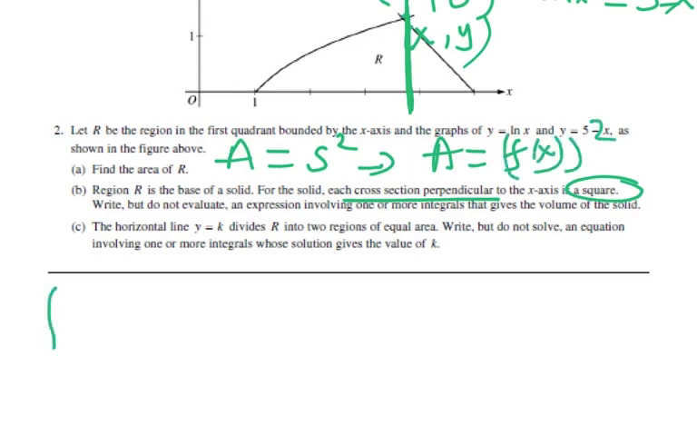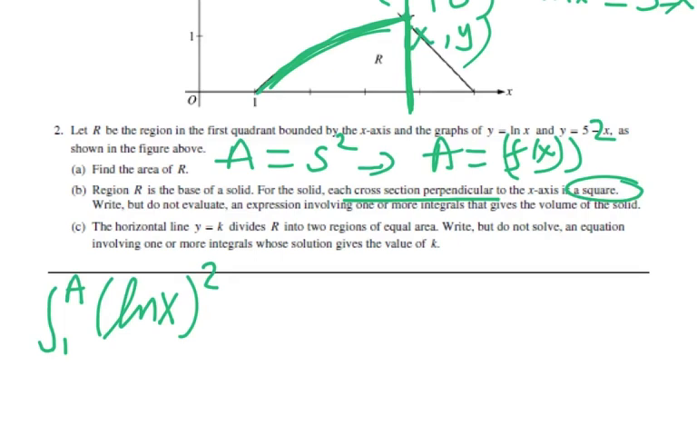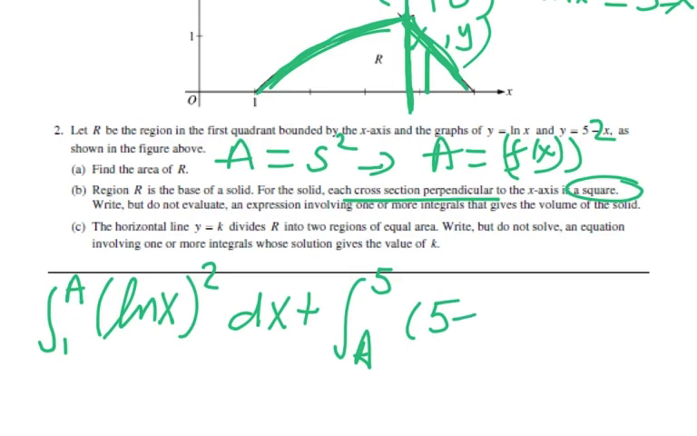So I'm going to set it up with x values from 1 to a, where you already stored the a value. The first function is natural log of x, and since this is a square, it is natural log of x to the second power, dx. Plus, from a to pi, the length is pi minus x. Again, the area of the square is the side times itself, so this is pi minus x squared dx.